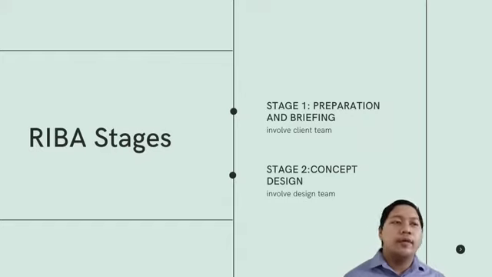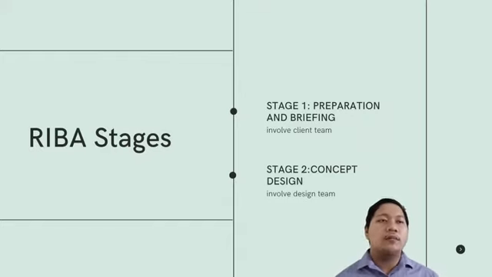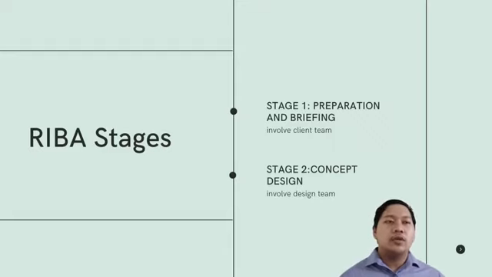For example, stage 1 in the RIBA 2013 is called preparation and brief. However, in the RIBA 2020, it's now called preparation and briefing. As for stage 3, before this it was called development design, and now it's called spatial coordination. There are few changes elsewhere, such as in stage number 5 and also the last stage 7. The last stage 7, before this it was called in use, however nowadays it's called use.